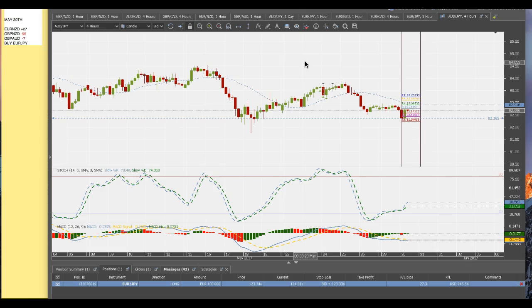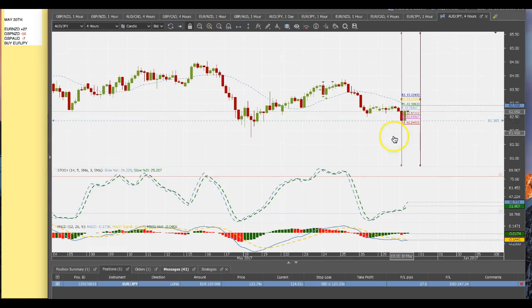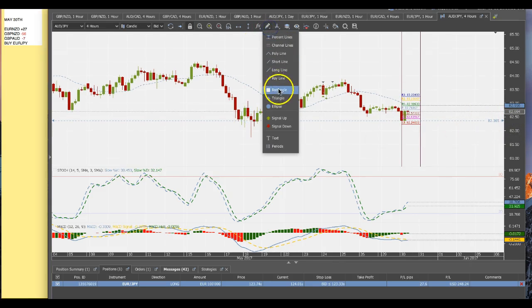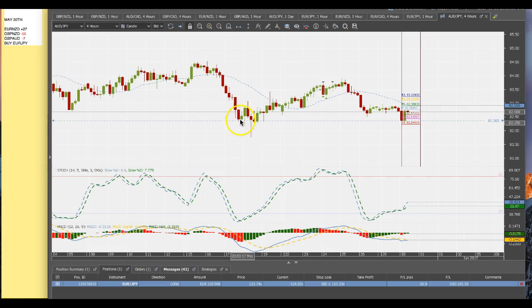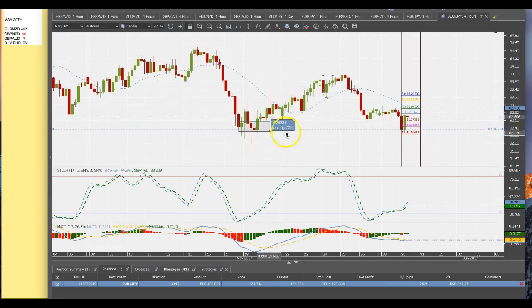Here I'm looking at Australian yen on a 4-hour chart. Notice back in May 17th we had this support level. Price rallied and came all the way back to the previous support. The advisory indicator gives us a buy alert at 82.29, all the way down here. And notice also stochastics is oversold.